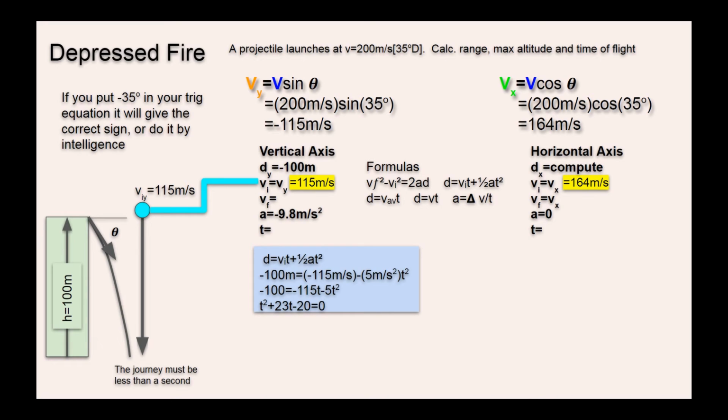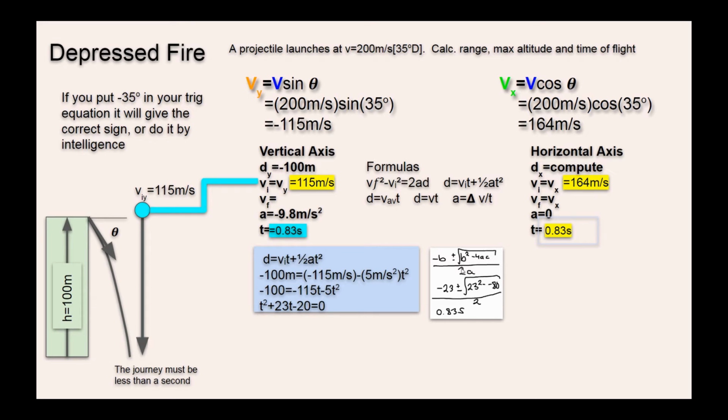Our landing is 100 meters below. We're traveling at 115 meters a second. That's minus half a t squared. Drop the units, set up your quadratic. I divide it out by 5. Do a little calculation and get 0.83 seconds. Now the time is used on both sides.